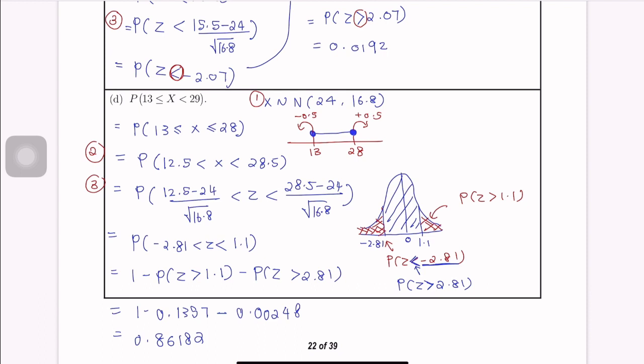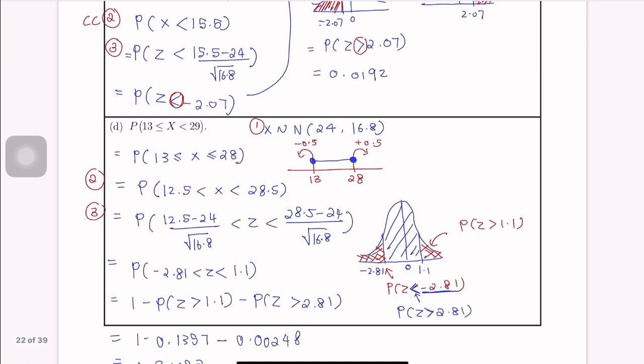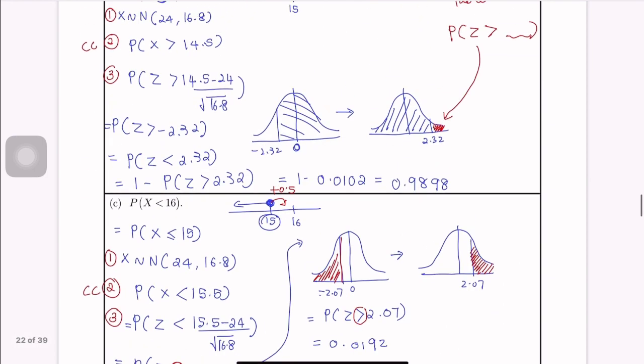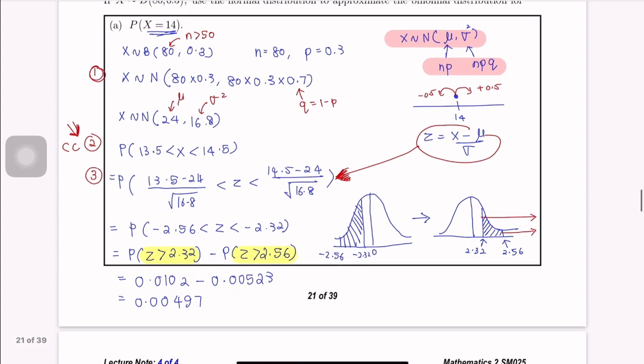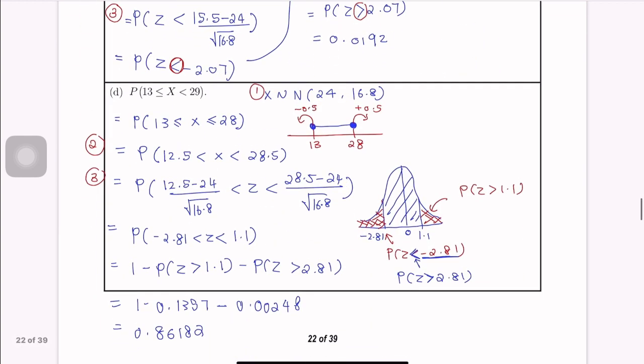So again, the steps you need to remember. You need to find the mean and variance from here, np and npq, the formula. Then the continuity correction. Before you do the continuity correction, make sure the symbol is less than or equal, or greater than or equal. You need to have the equal sign. And the third step is to solve the normal by standardizing it, by changing it to Z, using the formula X minus mean over sigma. So that is example 22.